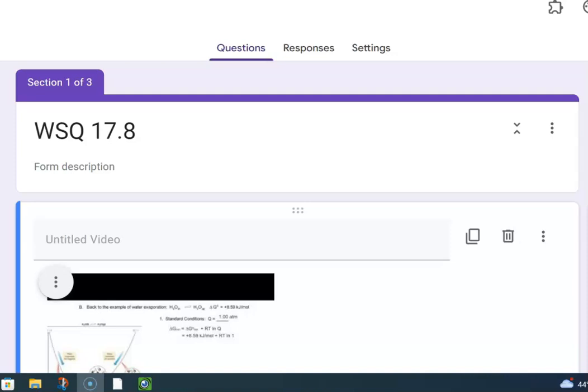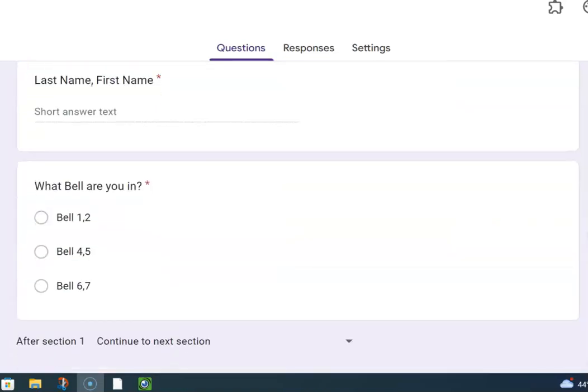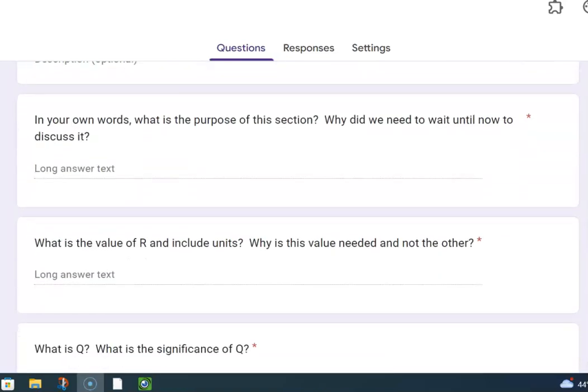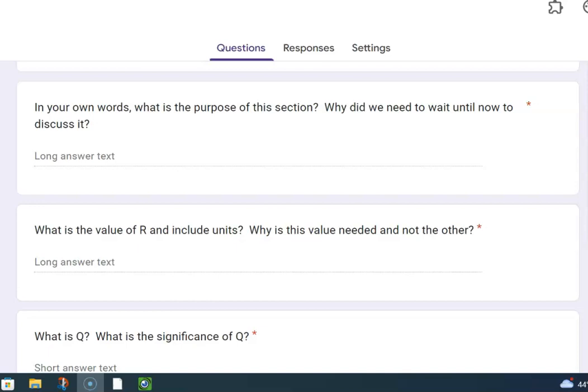Okay, so we are in section 17.8, and the first part of the question is, in your own words, what is the purpose of the section, and why did we need to wait until now to discuss it? Maybe you had to go back a little bit and realize, okay, what was chapter 17 all about?